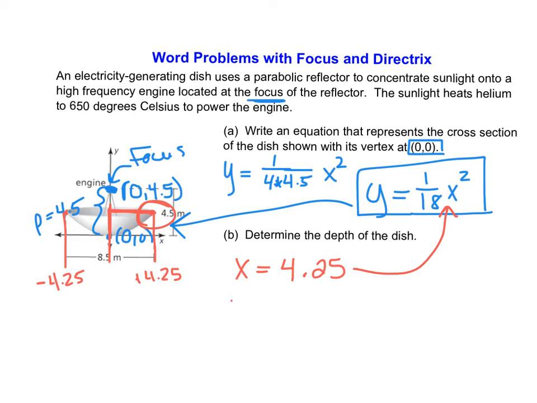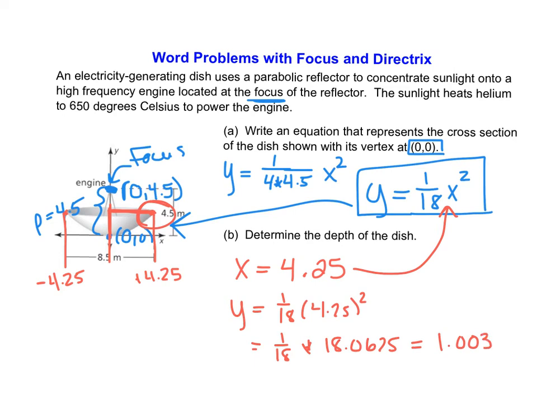So if we substitute this in, we get y equals 1 over 18 times 4.25 squared. Order of operations, if we square 4.25, that becomes 18.0625. And then if we multiply that by 1 over 18, we find that this depth is approximately 1.003, and we'll stop there, 1.003 meters high.